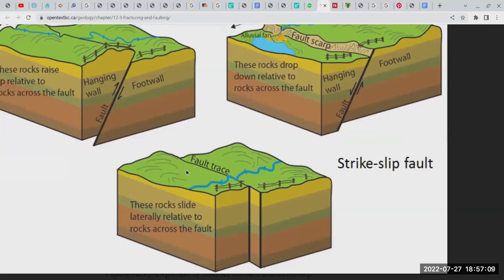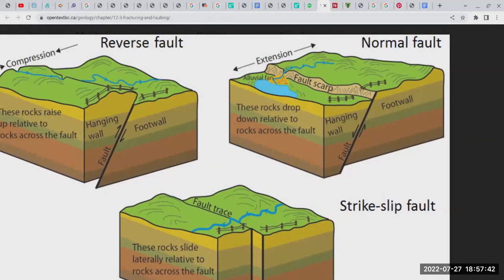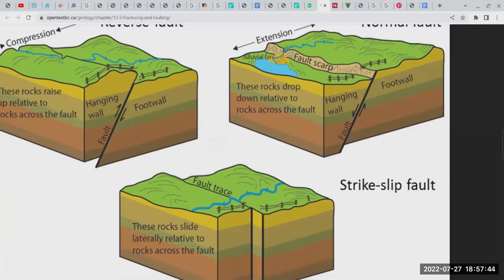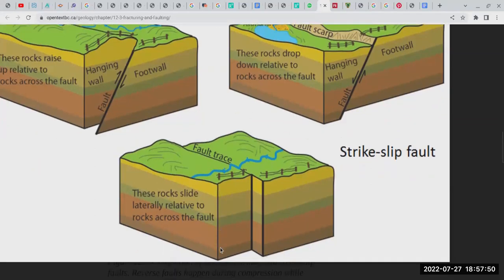this is your fault trace and this is your strike slip fault. What is the difference between this one and this one compared to this one? Strike slip fault runs along lateral, or horizontal. Good. Very good. And the reverse and normal is a vertical movement. Excellent. So you have those being vertical and this being horizontal. All right.